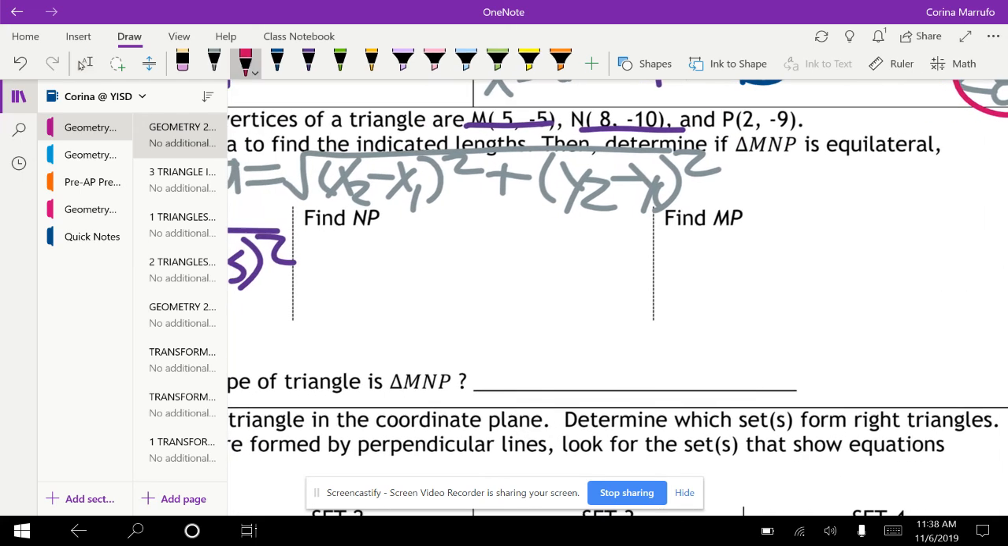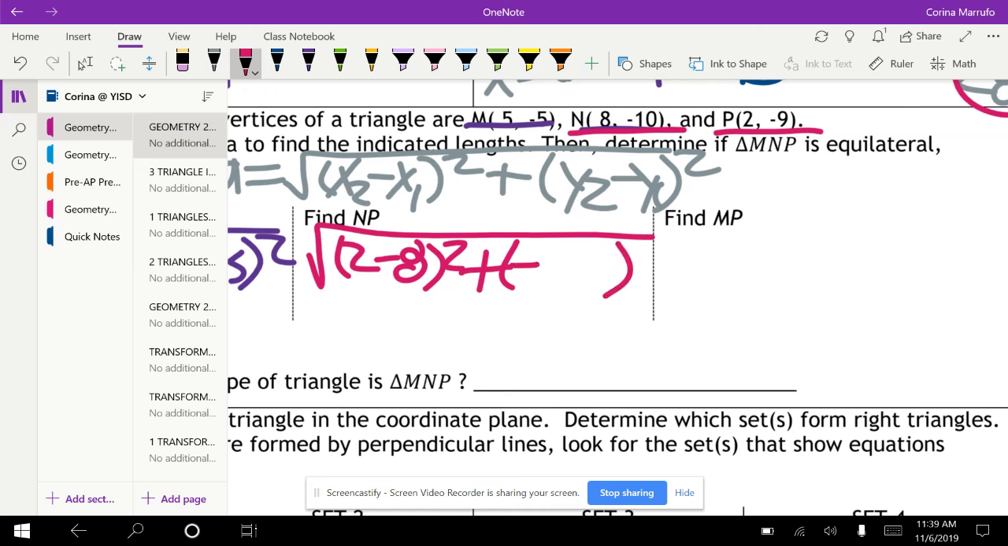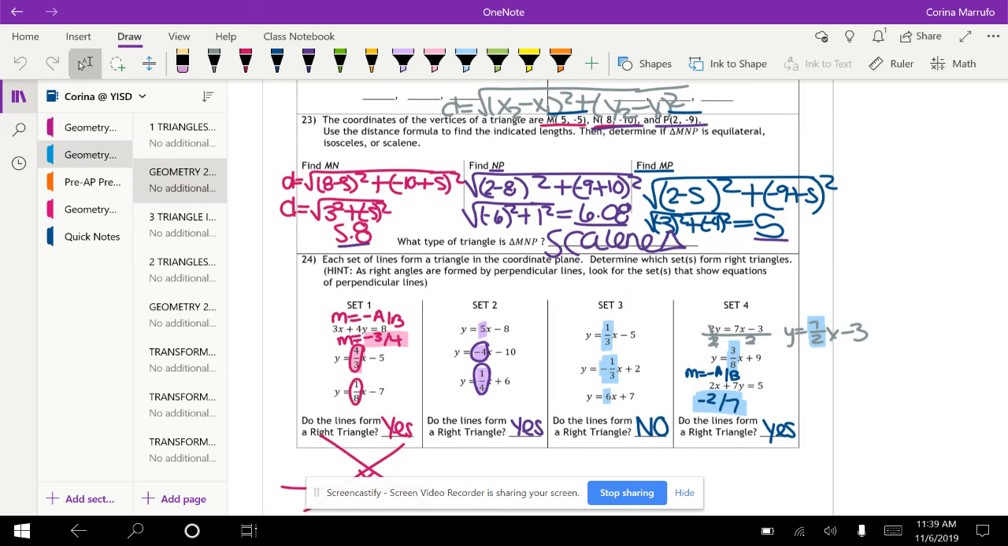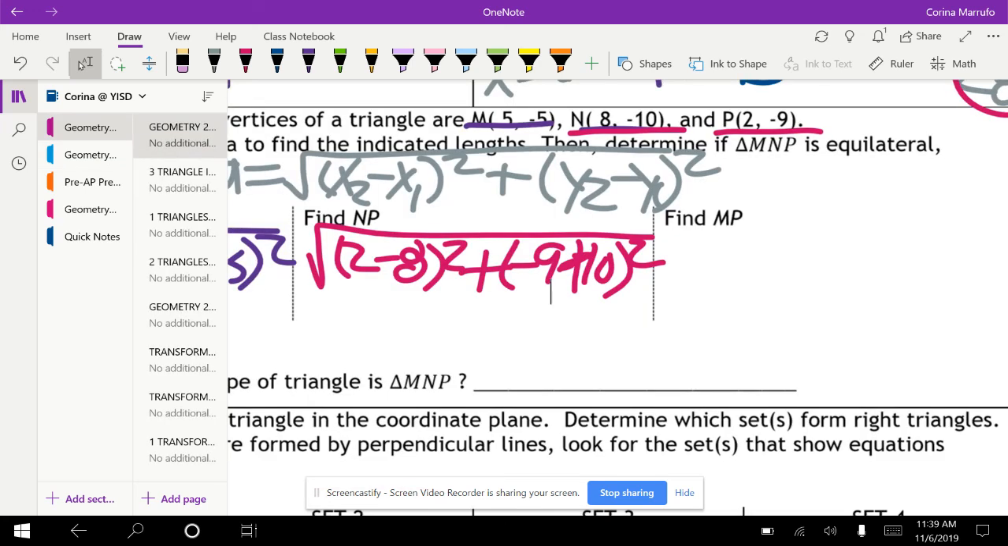So from N to P, we're going to do the square root. We're going to subtract our x values. So our x values are 2 minus 8. And we are going to square it, plus we're going to subtract our y values. So -9 minus a -10 and square it. So then we go ahead and plug that into our calculators. Now the minus and the negative is going to turn into a positive. So we're going to plug that into our calculators exactly the way you see it. And then for my other class, we got 6.08. So that's what I'm going to put here, 6.08.